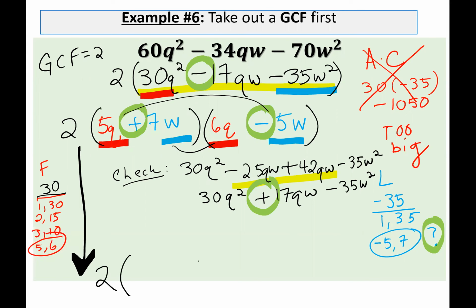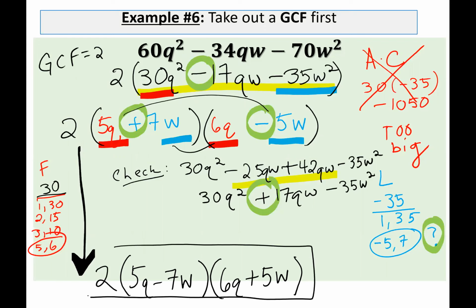And then our 2 factors. Remember, we're switching those signs. So instead of 5Q plus 7W, it's 5Q minus 7W. And then the second one, instead of 6Q minus 5W, it's 6Q plus 5W. And that right there is our final answer.